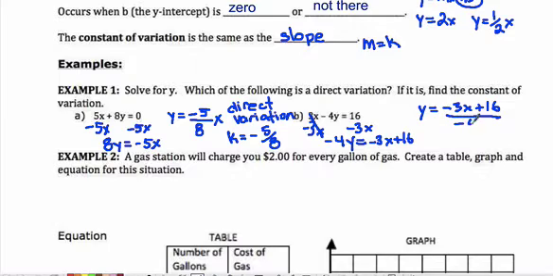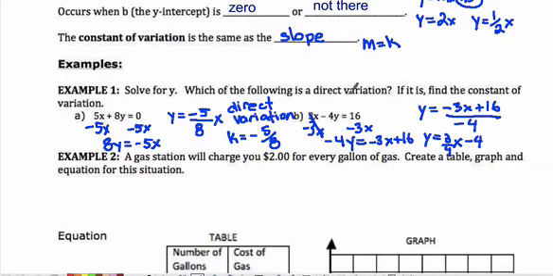Divide the whole thing by a negative 4. I'm going to simplify this. A negative divided by a negative is a positive. So I just have 3 over 4x. And then a positive divided by a negative is a negative. And 16 divided by 4 is 4.